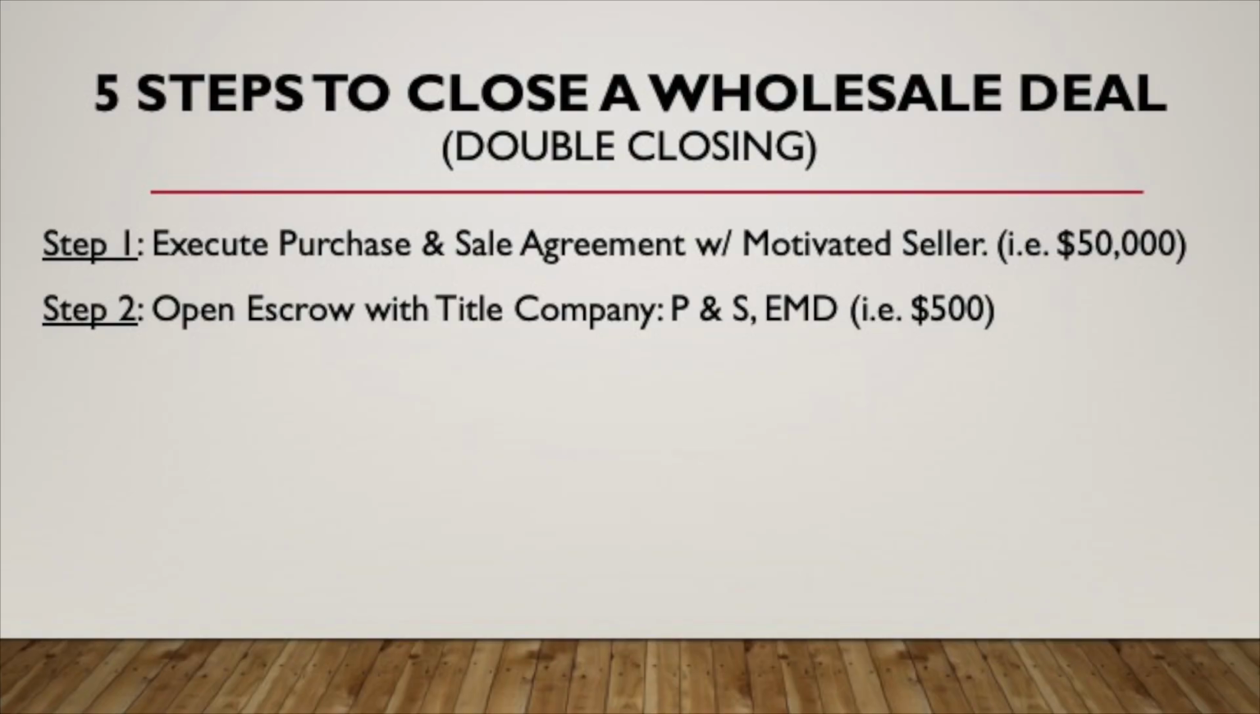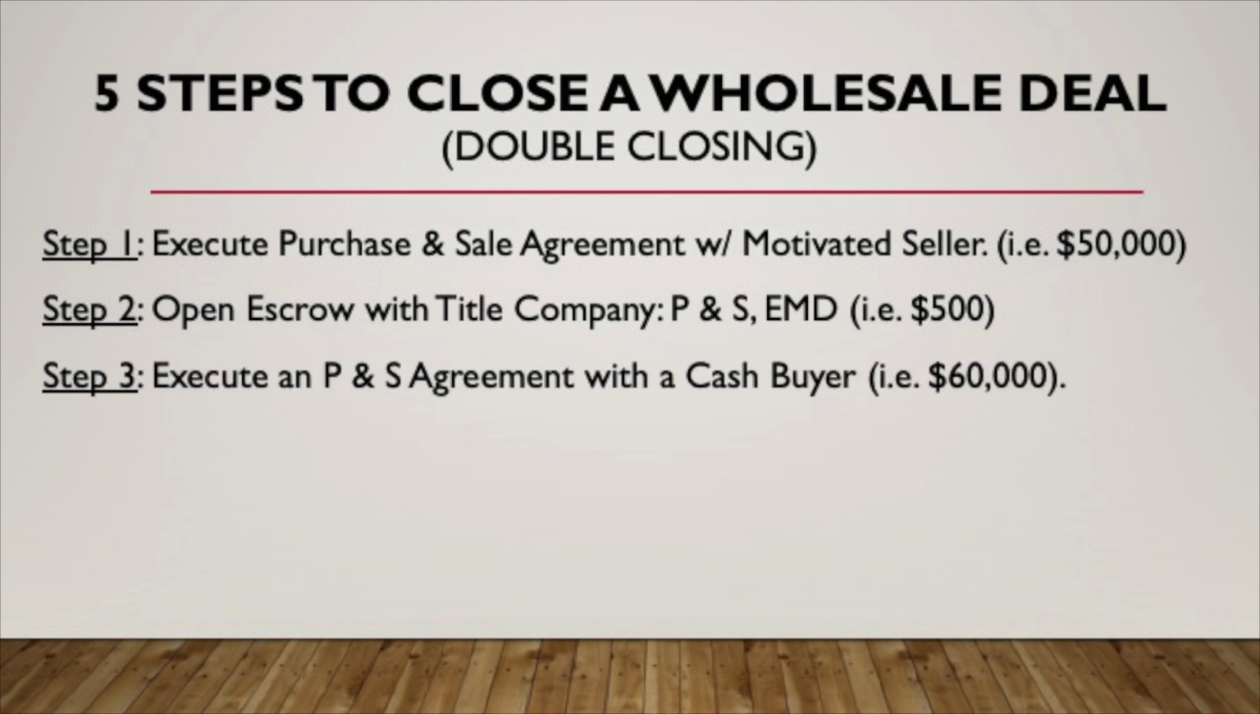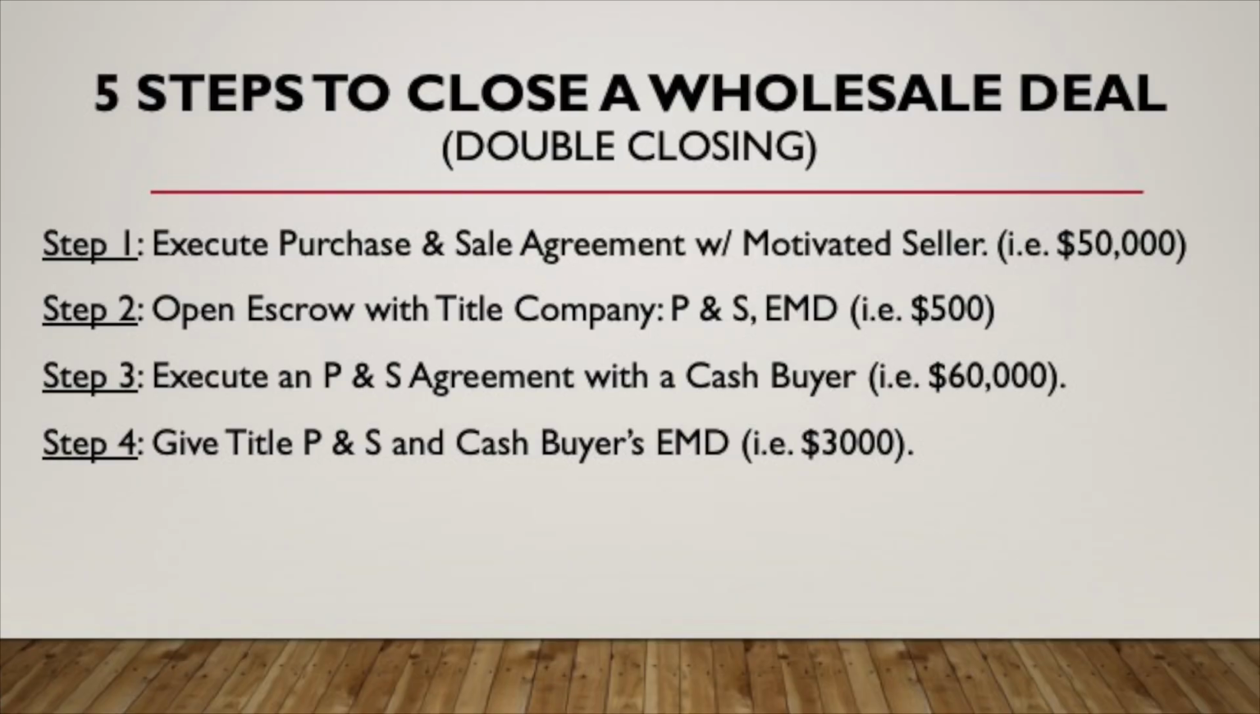Steps 1 and 2 are exactly the same, where you execute a contract with a seller for, let's say, $50,000, and then you open escrow. And now in step 3, when you find a cash buyer, instead of doing an assignment, you execute a purchase and sale agreement for, let's say, $60,000. In fact, it's the same contract you used with the seller. Step 4 is the same. Give the same title company a copy of the purchase and sale agreement with that cash buyer and their earnest money of, let's say, $3,000.